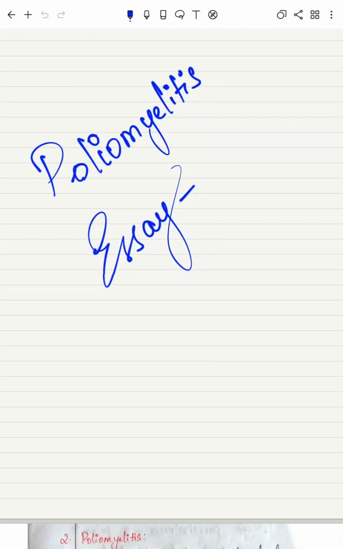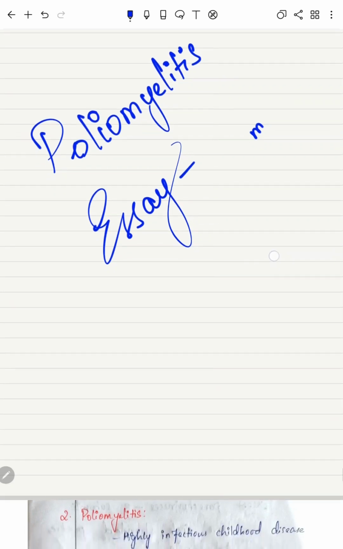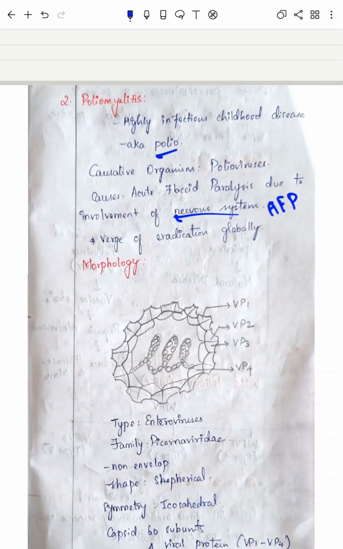Today my topic of discussion is the poliomyelitis essay, which can be asked in microbiology university examinations. Let's get started. Okay, poliomyelitis. What is poliomyelitis? Poliomyelitis is a highly infectious childhood disease, which is also known as polio. The causative organism of polio, obviously everyone knows, is the polio virus. What does the polio virus cause in our body? It causes acute flaccid paralysis, due to the involvement of the nervous system. It is also on the verge of eradication.